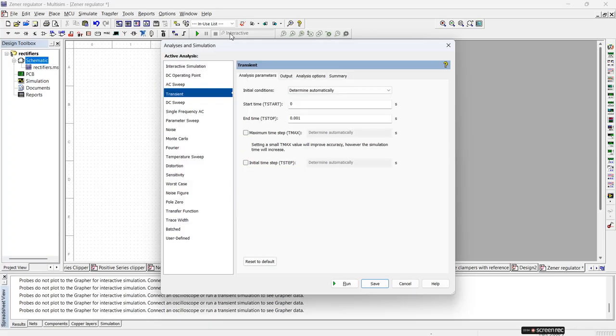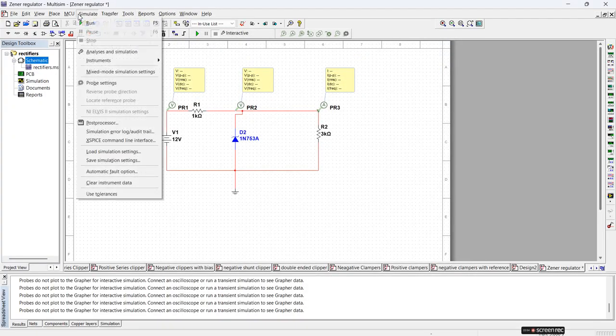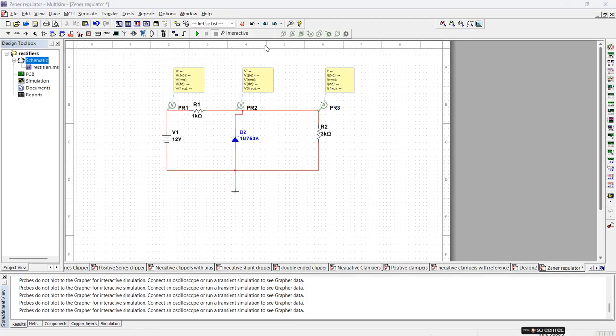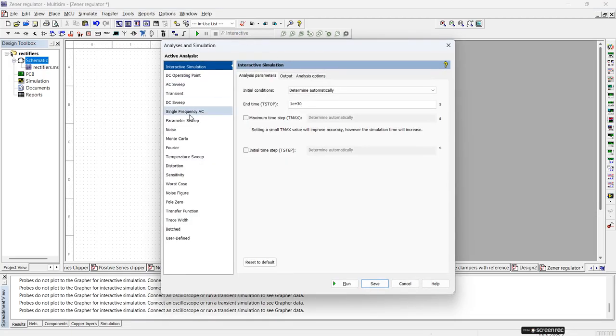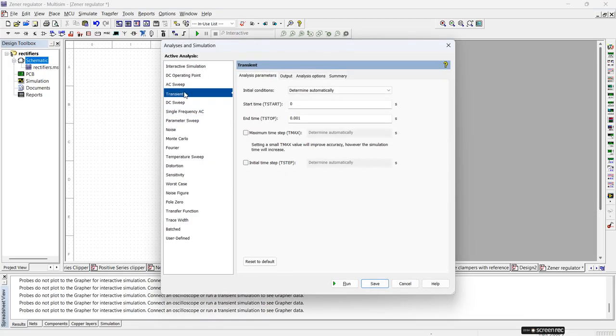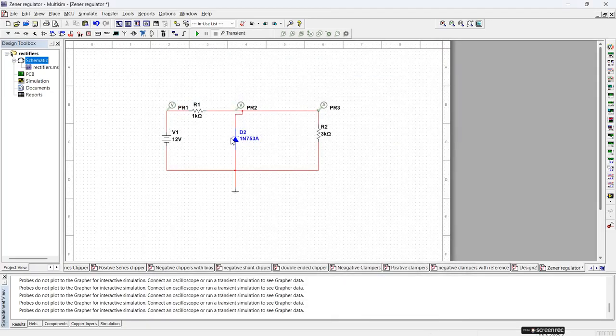Go to simulation analysis. Otherwise we can select it directly in this window, there is a shortcut. So analysis, transient, go and select transient. Save and run.